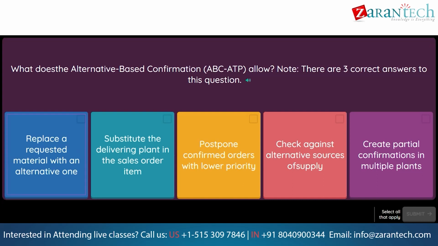Option 1, replace a requested material with an alternative one. Option 2, substitute the delivering plant in the sales order item. Option 3, postpone confirmed orders with lower priority. Option 4, check against alternative sources of supply. Option 5, create partial confirmations in multiple plants.